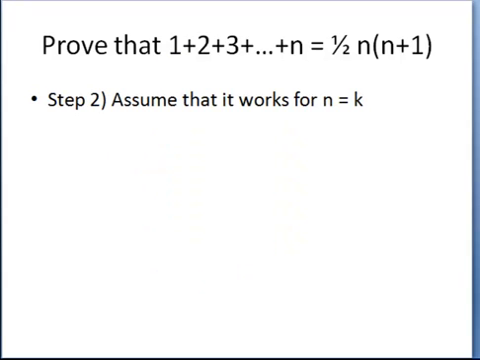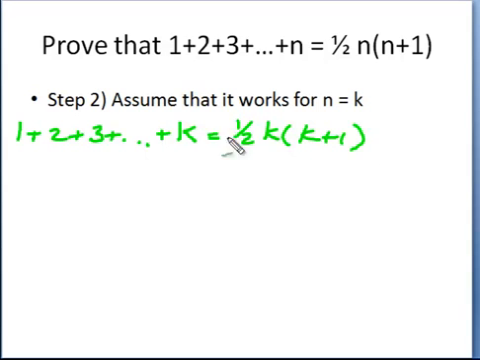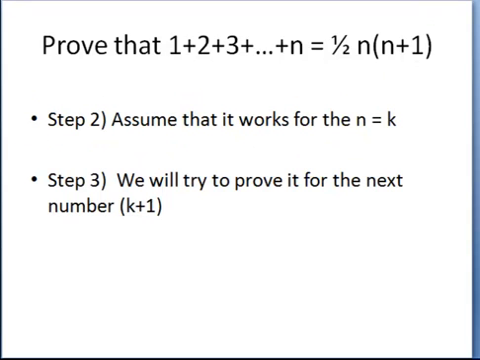Step 2 is to assume that it works for n equals k. That is, we assume that 1 plus 2 plus 3 and on and on plus k is equal to 1/2 k times k plus 1. We're assuming that that's true. Step 3, we will try to prove it for the next number, k plus 1. To do this, we want to add k plus 1 to both sides of the equation.